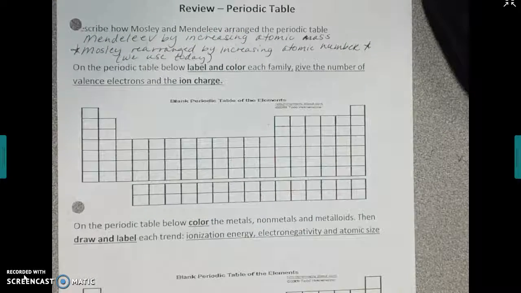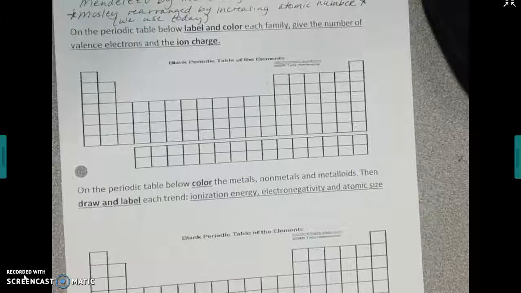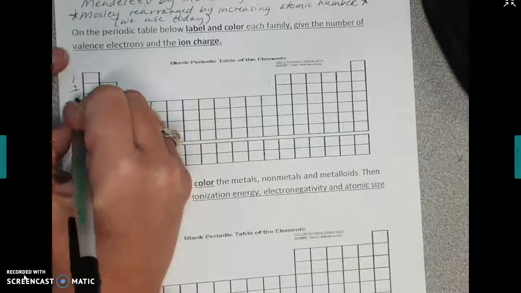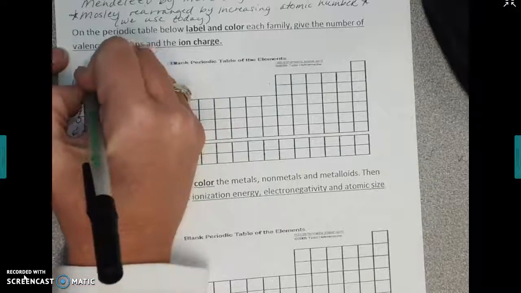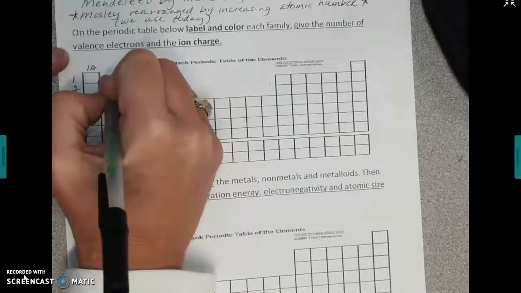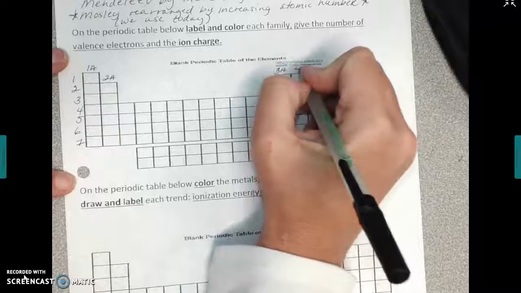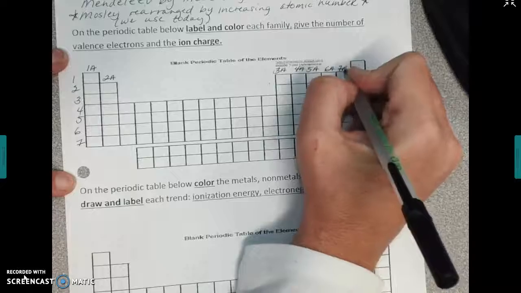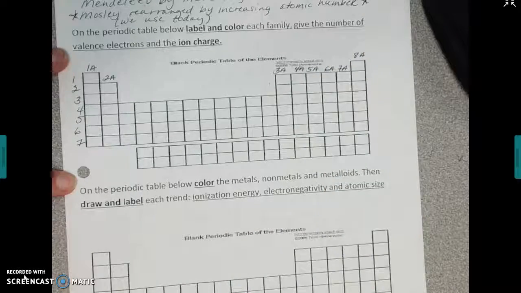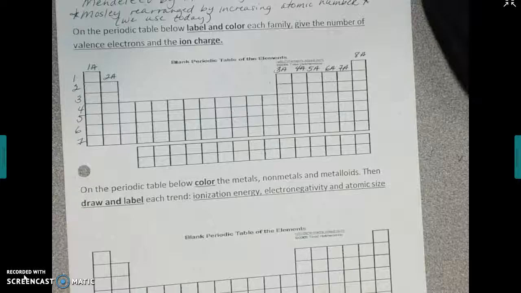Excellent. So on the periodic table below, label and color each family. Give the number of valence electrons and the ion charge. Anytime you're given a periodic table or a blank periodic table, make sure you write the energy levels and go ahead and write 1A, 2A, 3A, 4A, all the way to 8A on your periodic table. Okay, so that A tells me what? The number of valence electrons.